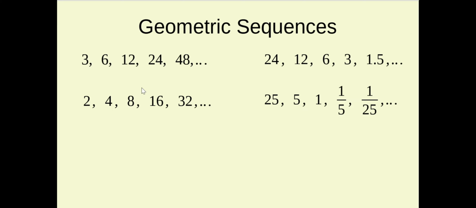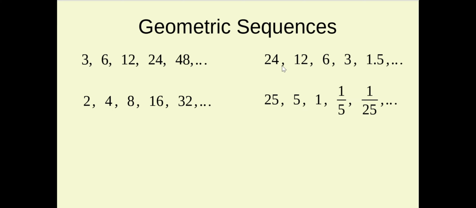You see here on the left, 3 times 2 is 6 times 2 is 12 times 2 is 24 times 2, we're multiplying by 2. Same with the one below. 2 times 2 is 4 times 2 is 8 times 2 is 16 times 2 is 32. On the right here, we're dividing by 2. 24 divided by 2 is 12, divided by 2 is 6, divided by 2 is 3.